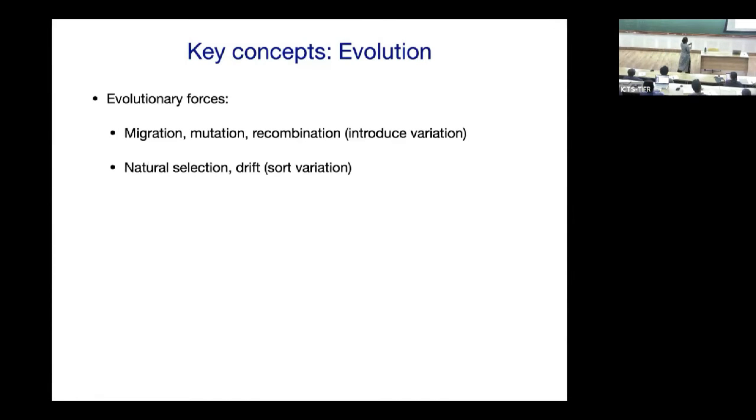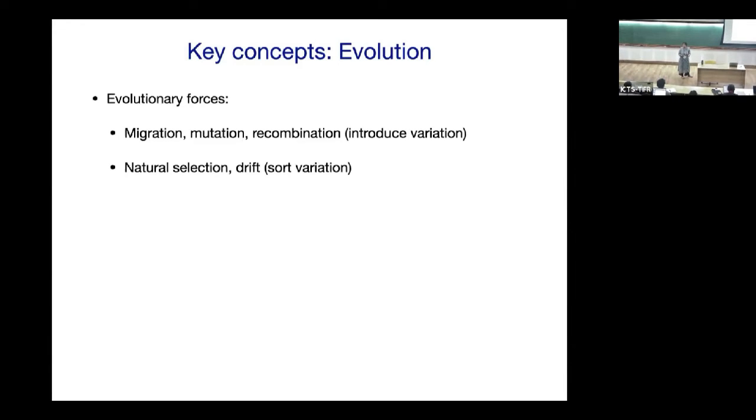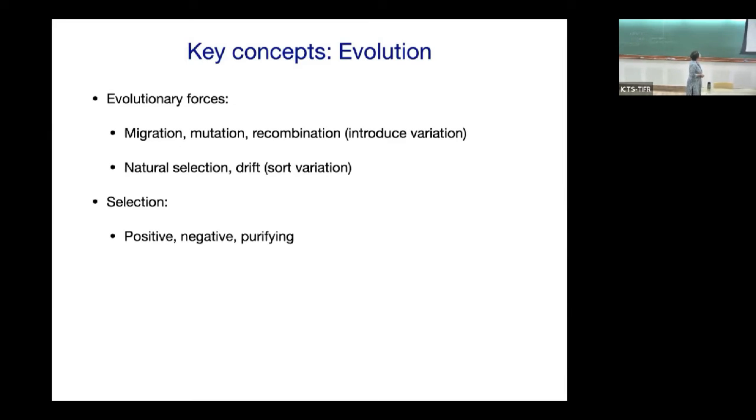Okay. Natural selection and drift are going to decide what's the fate of that variation, right? So if you have large populations, natural selection is more likely to determine what happens to alleles. If you have smaller populations, they're going to be more stochastic, and the fate is not going to be as easy to predict. We can define selection in many different ways. Yes.